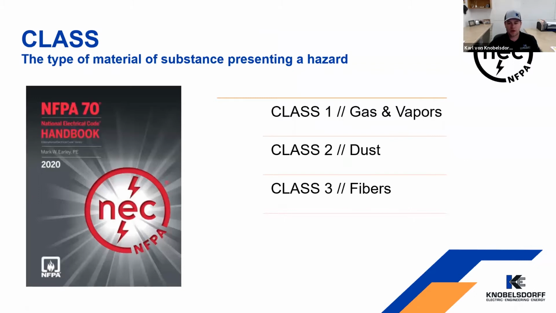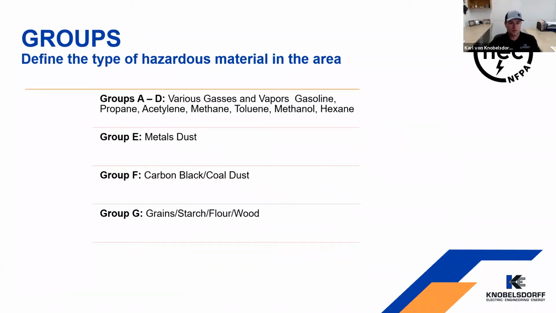So in the NEC, we break down our hazardous substances into Class 1s, which are gases and vapors, Class 2s, which are dusts, and Class 3, which is fibers. We further break down these classifications into groups. So you have a Class 1, which is your gas or vapor, and then you break that down into Groups A through D, which can be gasoline, propane, acetylene, methane, toluene, methanol, hexane. These are all different types of gases and vapors that fall into a Class 1 location.